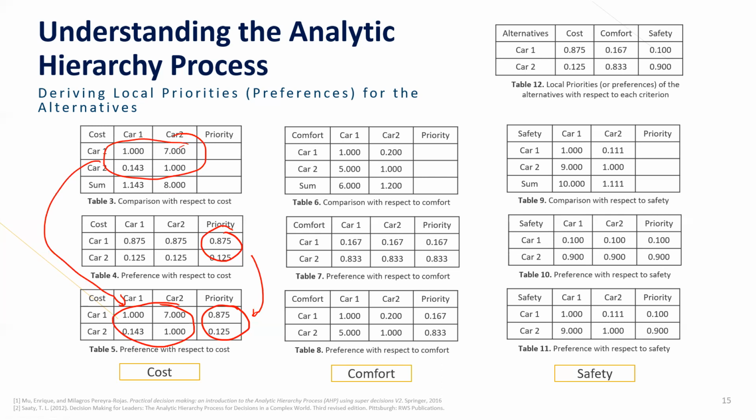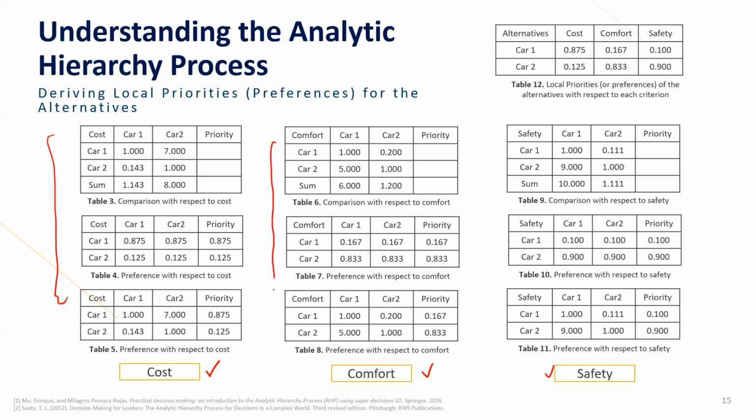It's the same way as when we calculated the criteria, but instead of calculating criteria, now we are calculating the preference for all our alternatives. And for each alternative, we need to do it for each criterion, for example cost, comfort, and safety. You do the same thing. Here you compare for the cost, here you compare for the comfort, here you compare for the safety.